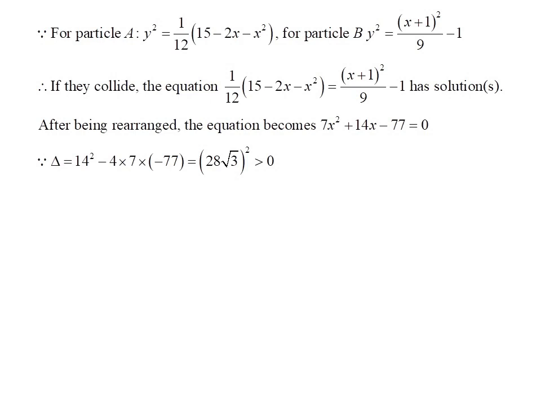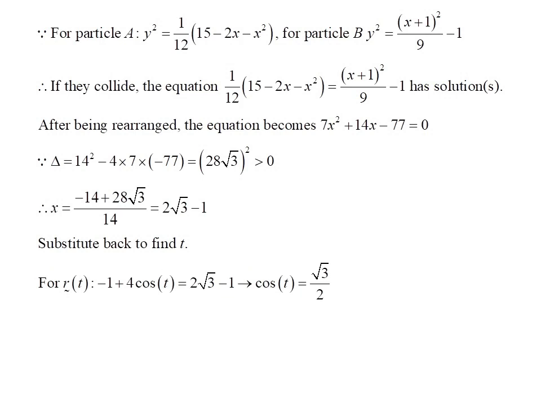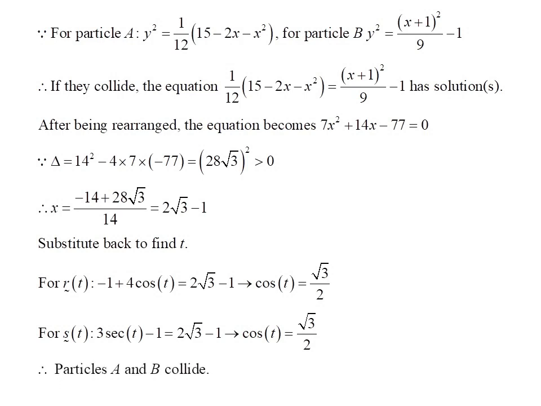At this stage, we may use the quadratic formula to calculate the x-coordinate of the collision point, which is 2 square root 3 minus 1. Then we substitute the x value back to the i component of both particles and check if they have the same time. For particle A, we find cosine t equals square root 3 over 2. For particle B, we also find cosine t equals square root 3 over 2. Therefore, we may conclude that particles A and B collide.